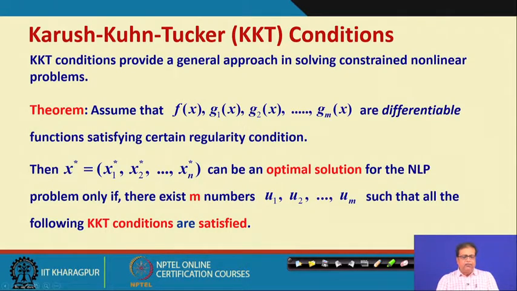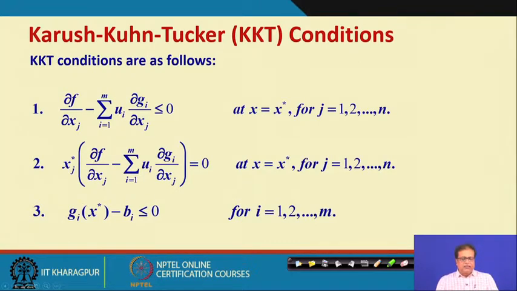Along with them we have those KKT conditions which must be satisfied for x star to become optimal. So, these are the certain preconditions. Now, let us look at the KKT conditions.